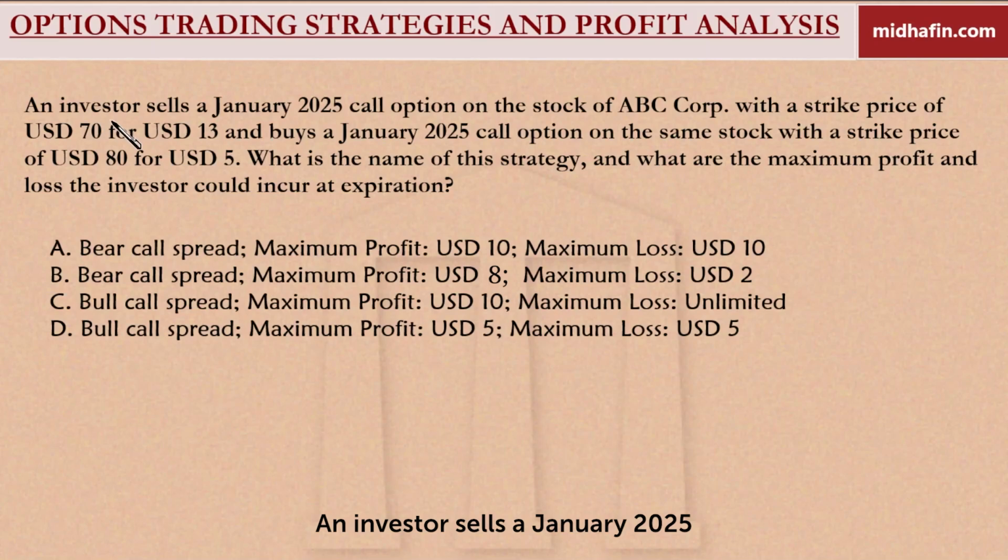Now, this is the question: an investor sells a January 2025 call option on the stock of ABC Corp with a strike price of $70 for $13 and buys a January 2025, so same month, expiration month is same. So buys a January 2025 call option on the same stock with a strike price of $80 for $5. So you have to tell what is the name of this strategy and what are the maximum profit and maximum loss that the investor could incur at expiration.